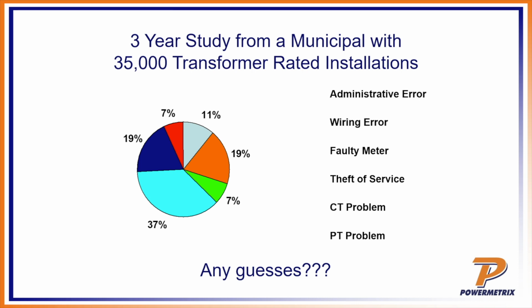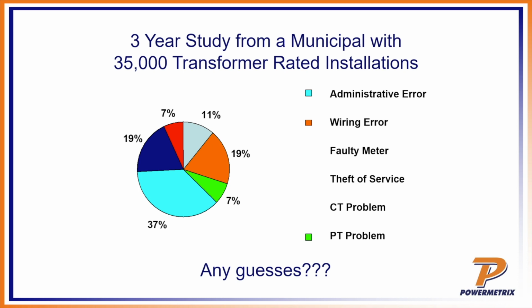I'll give you a second to guess. What do you think was the greatest error? What was the least? And so on. Well, as the study revealed, we found wiring errors were 19% of the problems. A PT was 7%. Administrative error was 37%.